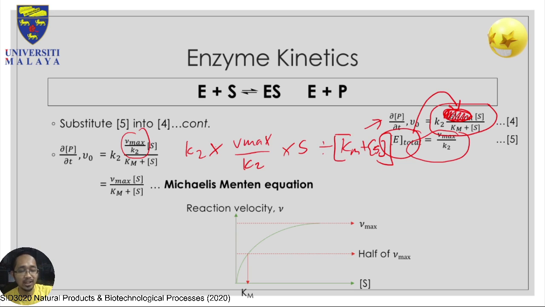When you have a mathematical expression like this in a straight form, because the K2 terms are the same, you can just cancel them out. But of course you cannot cancel out the S, because the S is in brackets.